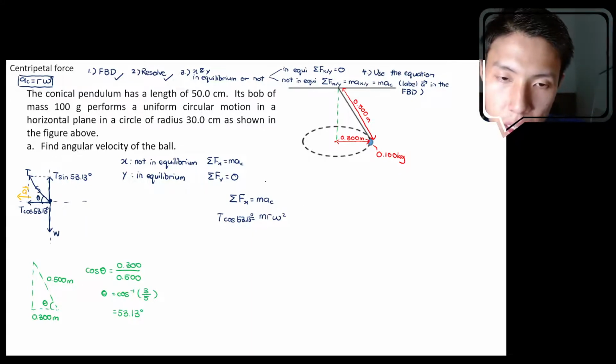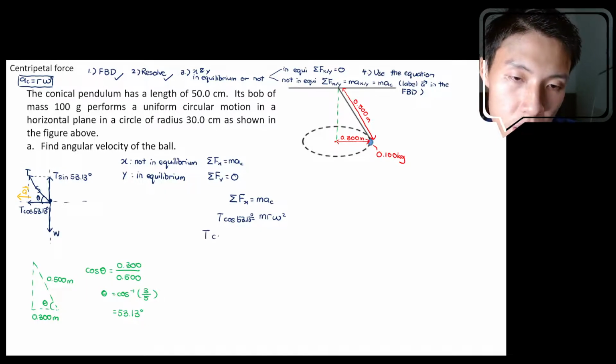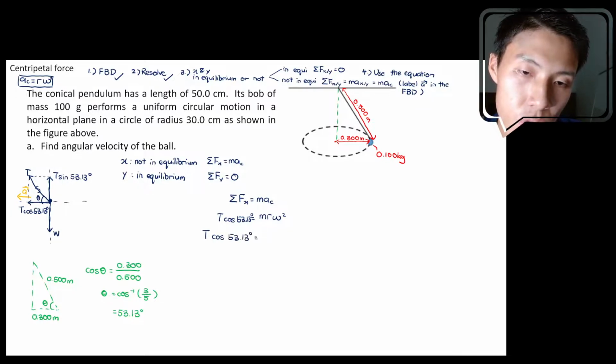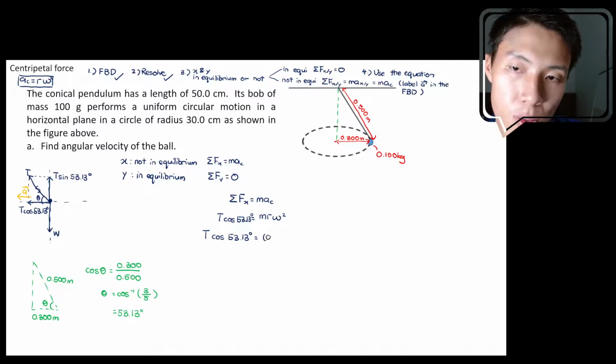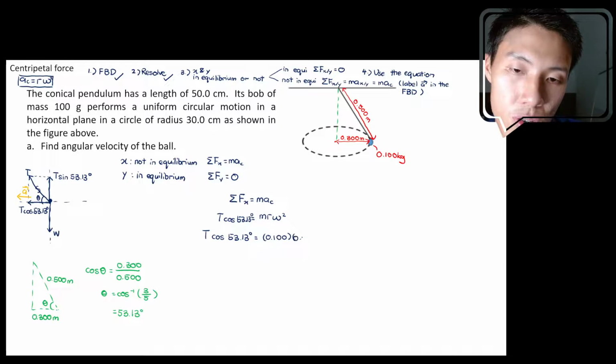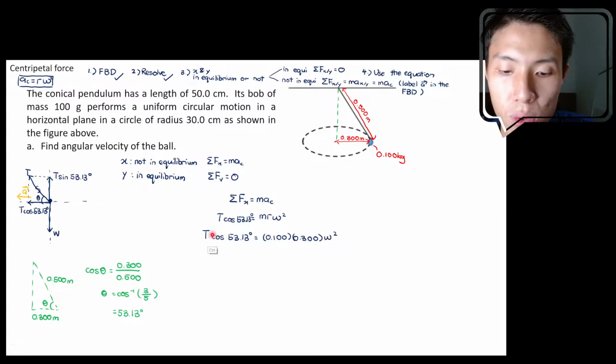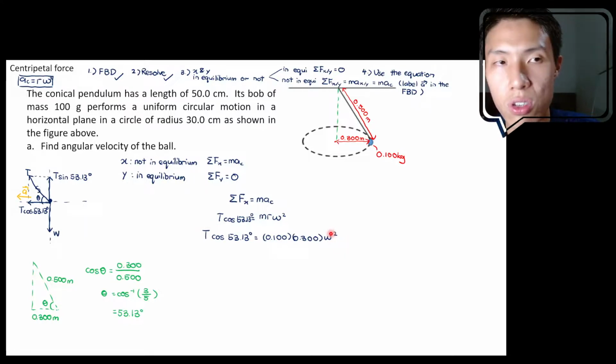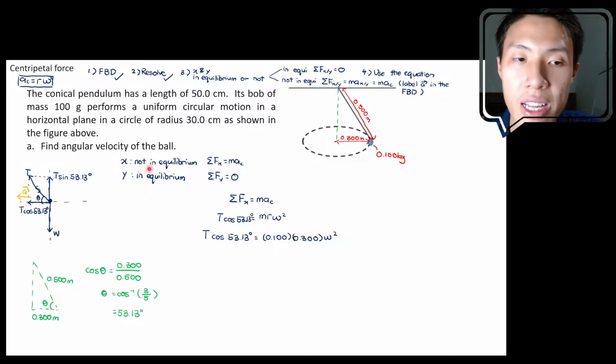Okay, so we can proceed to do a bit of substitution. T cosine 53.13 degrees equals the mass of the pendulum bob, which is 0.100 kg, times the radius of the circular motion, which is 0.300, multiplied by the angular velocity, which is the thing that we are going to find. Right now you can see that there are two unknowns over here: there's tension and there's angular velocity. But don't fret, we still have one more axis that we haven't analyzed yet.